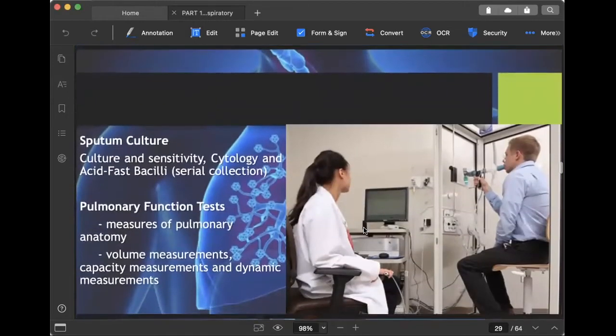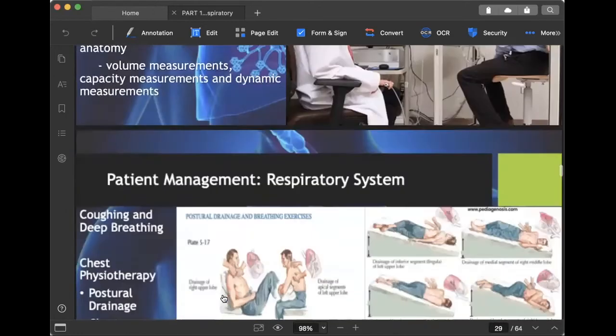Sputum culture, we've talked about this one a while ago. Culture and sensitivity, cytology, and acid fast bacilli. Pulmonary function test, I don't know if this is available in the Philippines or here in Pangasinan. It measures pulmonary anatomy, volume measurement, capacity, and dynamic measurements.